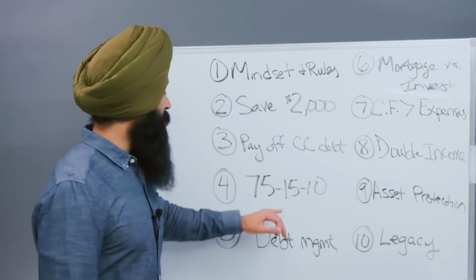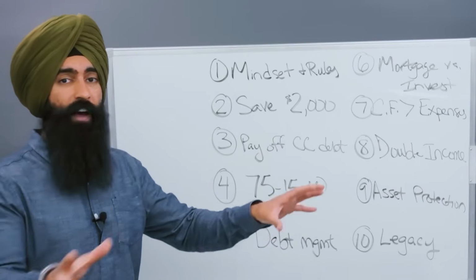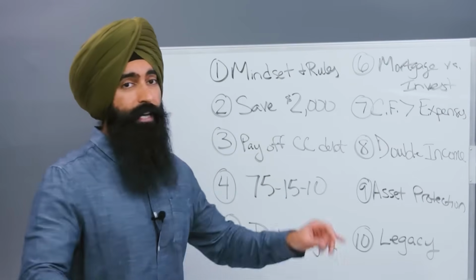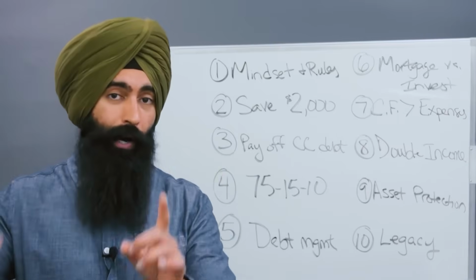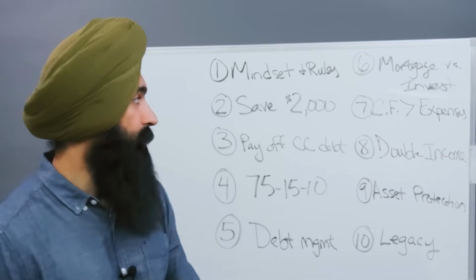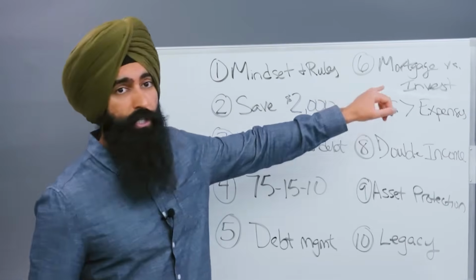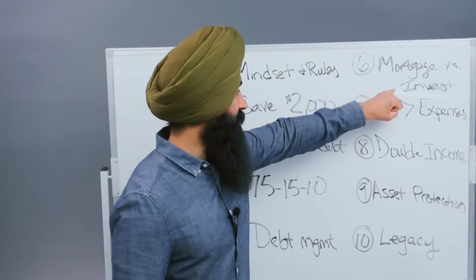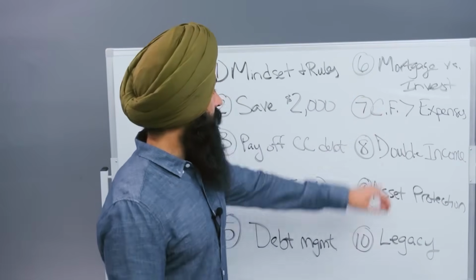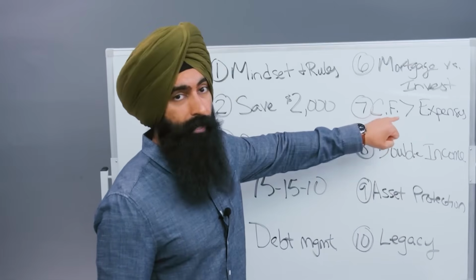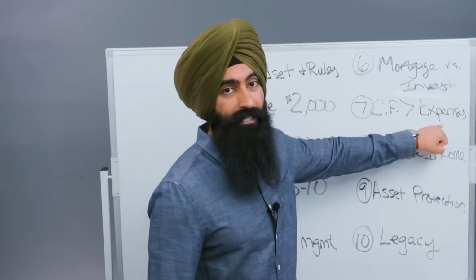Number 4 is building a financial system, something like my 75-15-10 plan. Number 5 is managing my non-credit card debts, my lower interest rate consumer debts. Number 6 is making the decision of should I be paying down my mortgage versus investing my money. Number 7 is what do I do to get my cash flow exceeding my expenses for my investments?